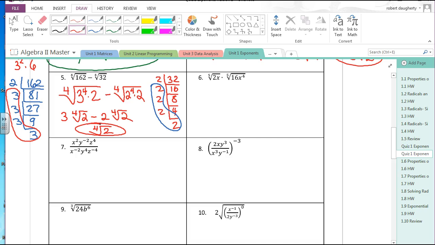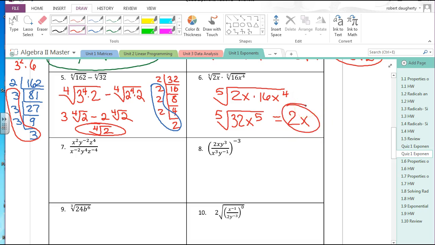Number 6, I am multiplying. So this is the 5th root of 2x times 16x to the fourth. So this is the fifth root of 32x to the fifth. The fifth root of 32 is 2 because 2 to the fifth is 32. The fifth root of x to the fifth is x. That is your answer, 2x.